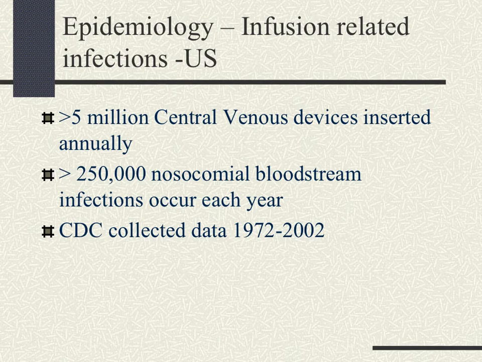This is data that the CDC collected between 1972 and 2002. And so we know that it does take time to collect and assess that data. So when we get information from the CDC over a long-term period, it will be a little bit behind. But if you look at that, that's a huge amount of infections that could have been prevented. So the importance is not just looking at this data, but understanding what we're doing to eliminate those nosocomial infections.